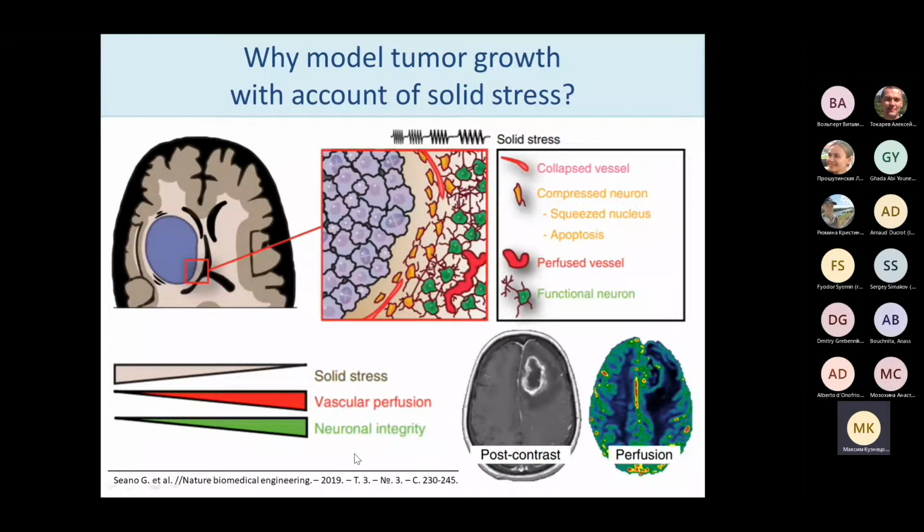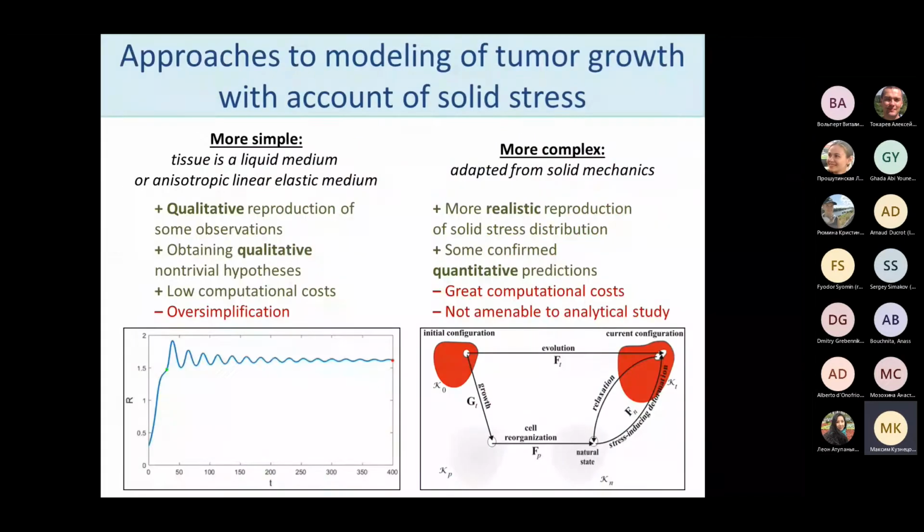Therefore, mathematical modeling of tumor growth with account of solid stress, which can in particular address these issues, is of significant theoretical and practical interest. In the first works in this area, tumor tissue was considered as a liquid-like medium or an anisotropic linear elastic medium. Despite the relative simplicity of such approaches, their use allowed reproducing some experimental observations on a qualitative level. For example, the above-mentioned effect of reduction of the maximum size of tumor under the increase of externally applied pressure. Also, such approach allows obtaining non-trivial hypotheses as well of qualitative nature. An example is the possibility of reaching the final tumor size in a non-monotonic manner under certain conditions.